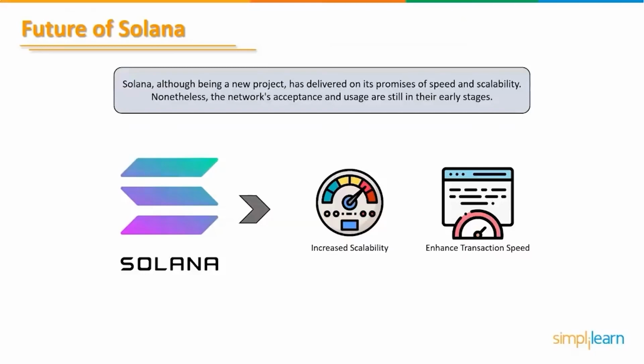Solana, although being a new project, has delivered on its promises of speed and scalability. Its token price has also done well, attracting investors' attention. Nonetheless, the network acceptance and usage are still in the early stages. We won't know whether Solana's speed makes a significant difference in the Bitcoin realm until we witness substantial traffic and more use cases. Having a fast network is beneficial, but the advantages will only occur as more people utilize it and more use cases emerge.